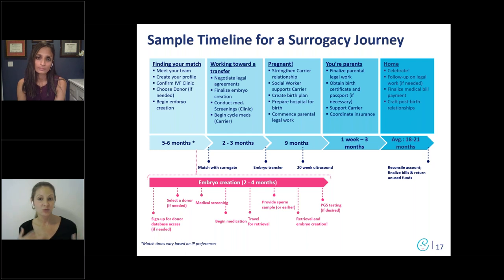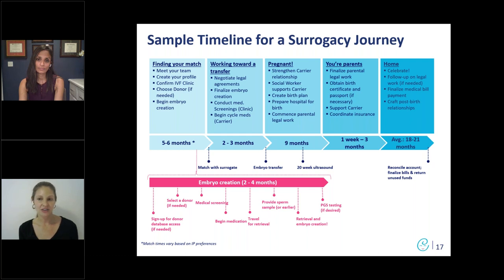The second big phase is preparing for the transfer. During that phase, that takes several months because we're going to be finalizing your legal contracts. Your carrier is going to be preparing for her transfer. And it's kind of a nice opportunity to start building the relationship with your carrier that I mentioned is an important piece of our puzzle. And the pregnancy itself obviously is about 9 months. Parents can be as involved as they'd like during that phase, including perhaps visiting a few times.